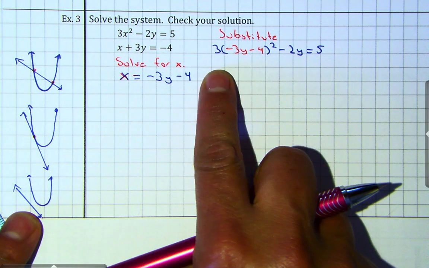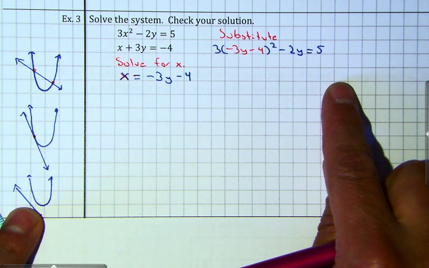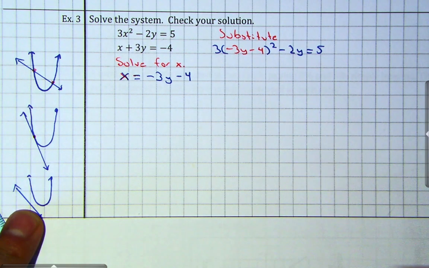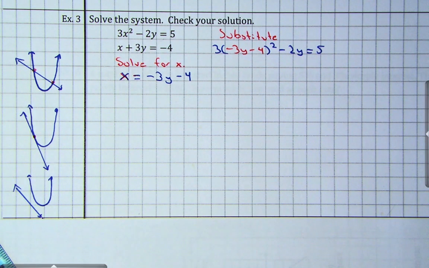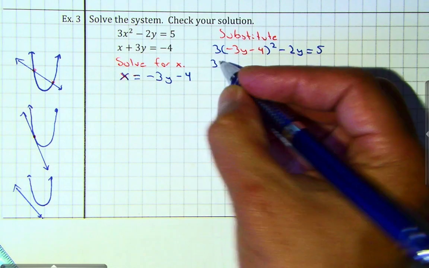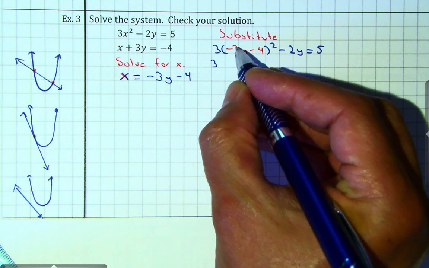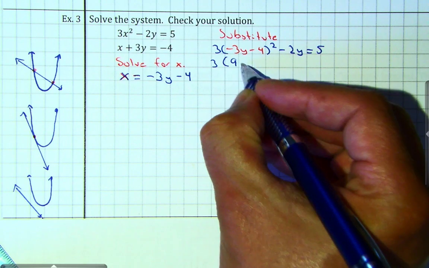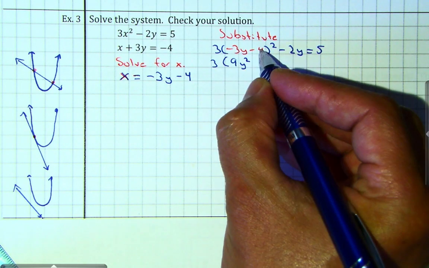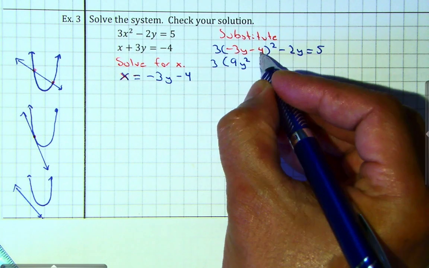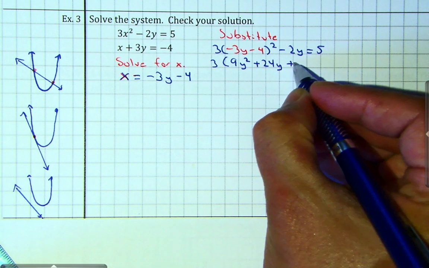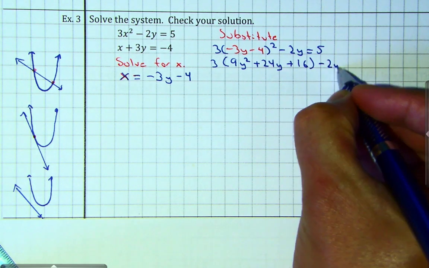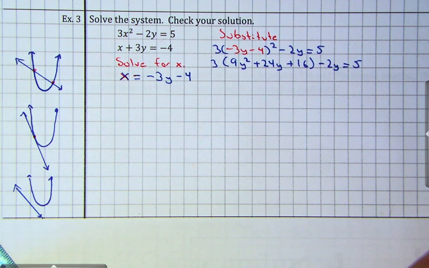So now go ahead and simplify it, solve it, and see what you get. See how far you can get on this problem. So let's see, if I multiply negative 3y minus 4, ideally you should be able to do it without rewriting it. Negative 3y times negative 3y will be positive 9y squared. Negative 3y times negative 4 will be positive 12, and another positive 12 will be positive 24y. And negative 4 times negative 4 becomes a positive 16. Minus 2y equals 5. And now we just have an equation that we need to solve.